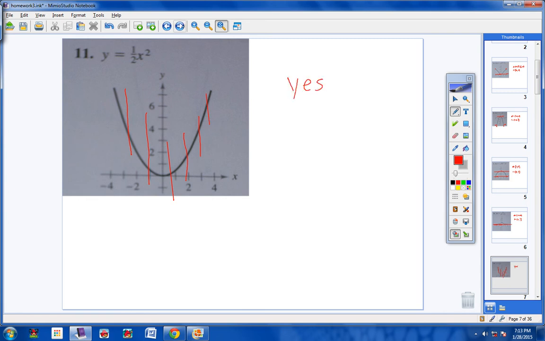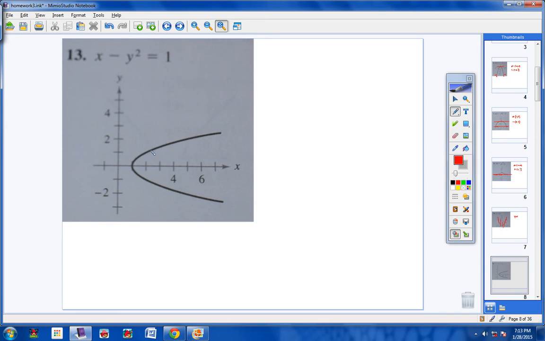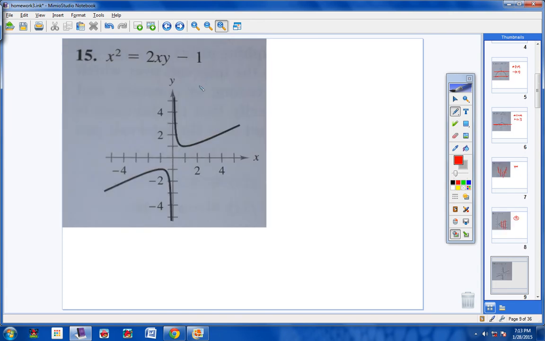Yes, it is. Number 13, is there anywhere you can draw a vertical line in which that vertical line will intersect the graph in more than one place? Well, yes, there's quite a few, okay? So, no, this is not a function. This graph does not represent a function, all right? Okay, moving on to number 15.